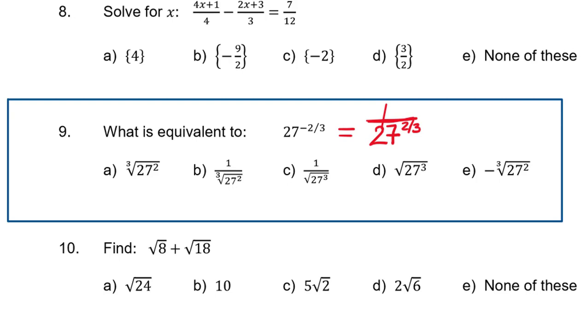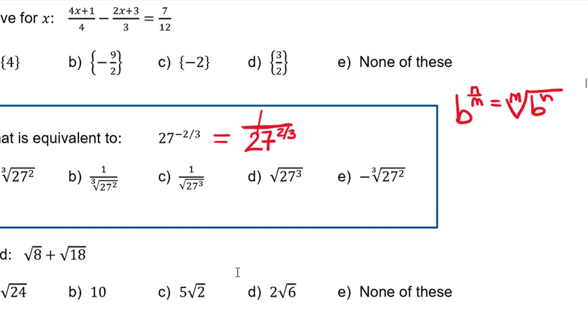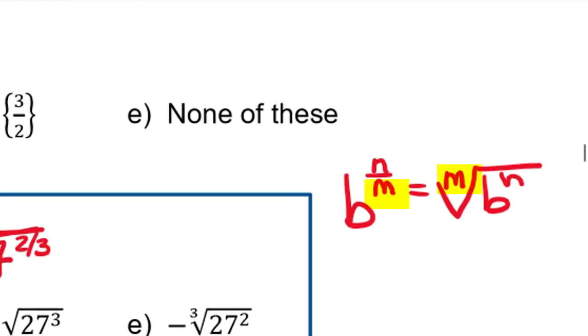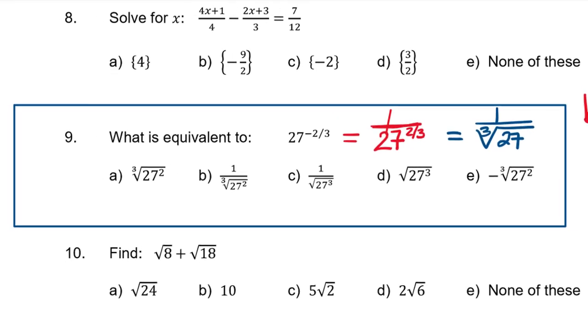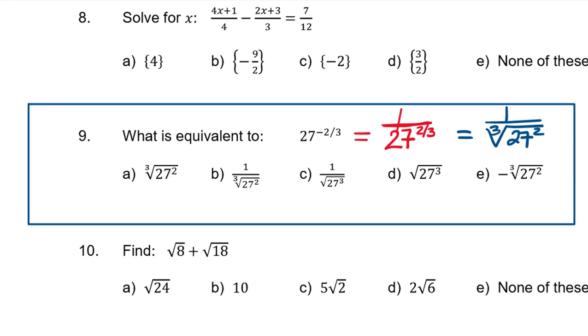And then we're going to use our knowledge of fractions in the exponent. We know that a base b raised to the n over m power is the same as the mth root of b to the n, where the denominator of the power is actually the index of the radical. So in our case, what we have is 1 over, and then we have the cubed root of 27 squared. So that would be answer B.